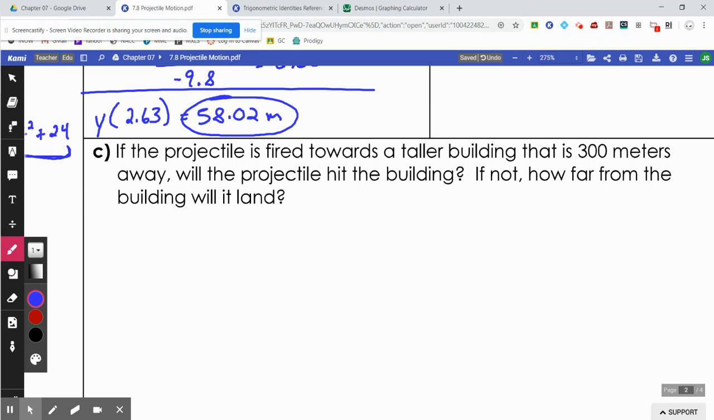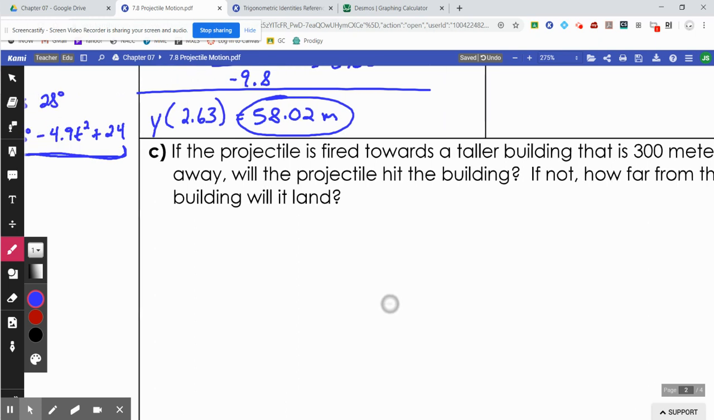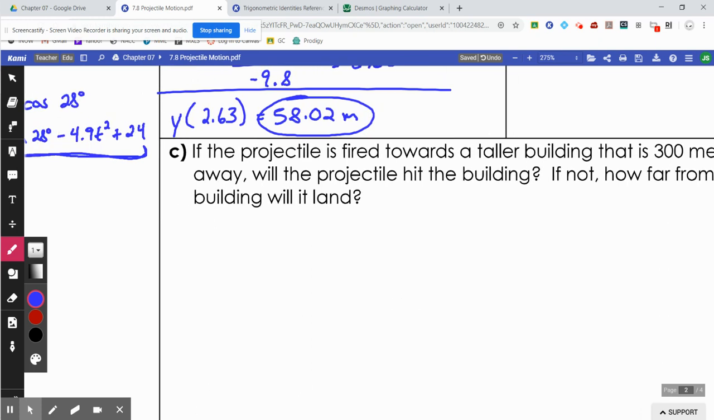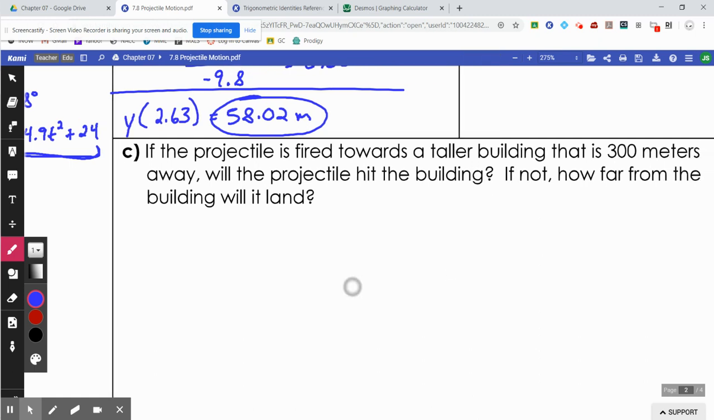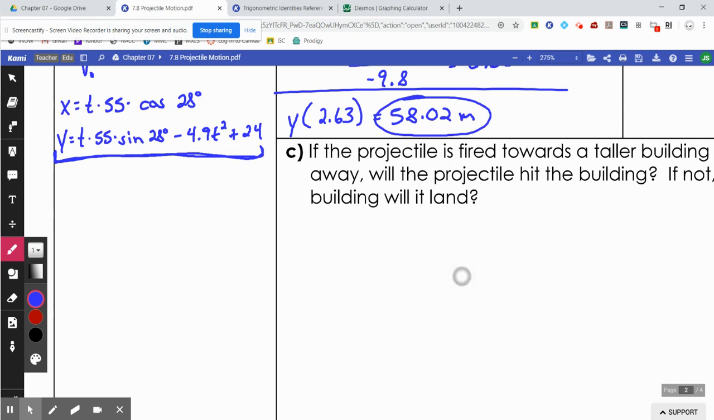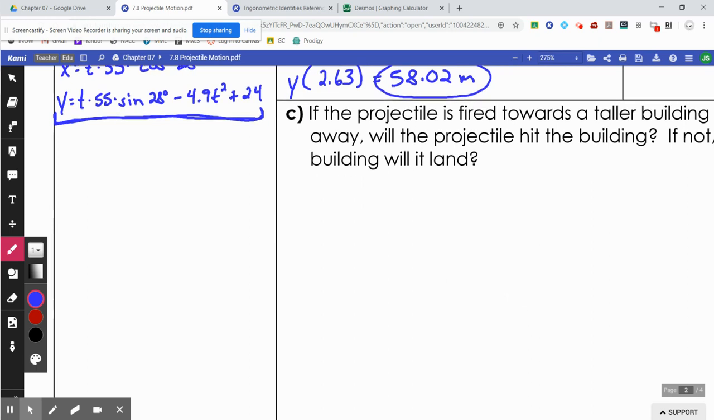C part. If the projectile is fired towards a building taller than 300 meters away, will the projectile hit the building? If not, how far from the building will it land? So first off, we've got to figure out how long it is going to take this thing to land. Once we find out how long it takes to land, then we can see if it's going to hit this building 300 meters away.